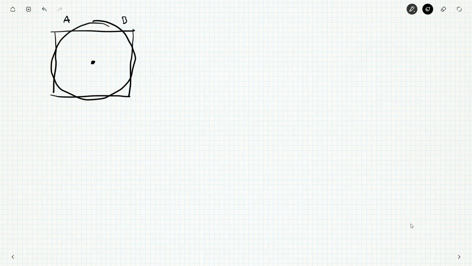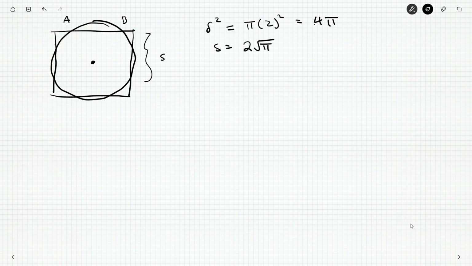In terms of pi. So now the areas, well, let's call the side length of the square s. So s squared has got to be the same as pi r squared, but we know r is 2. So that's 4 pi. So s is going to be 2 root pi. That's the side length of our square here. Now they bothered to give us this information, so we might as well use it.